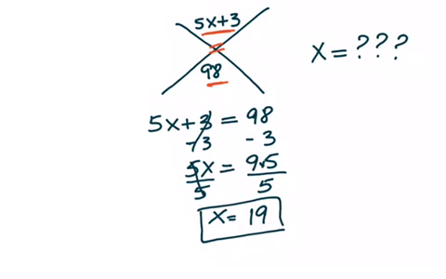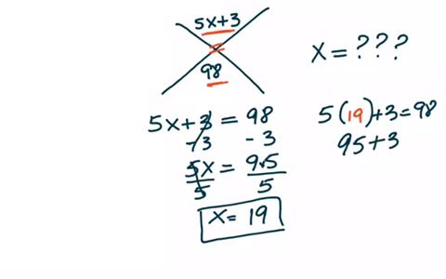And of course, you could put that back in the equation and see if it works. 5 times 19 plus 3 is 98. And when you put that in the calculator, you'll see that it works. 95 plus 3 is 98. 98 equals 98. So you are correct.